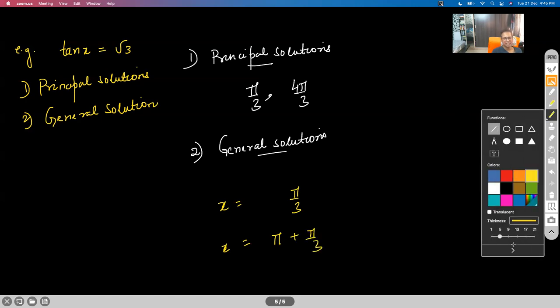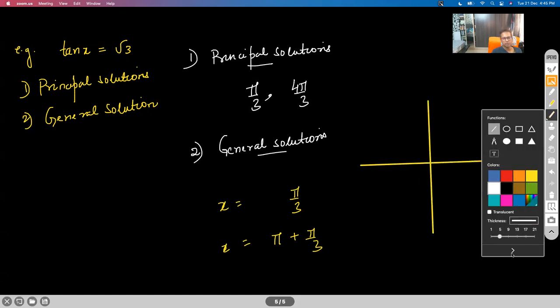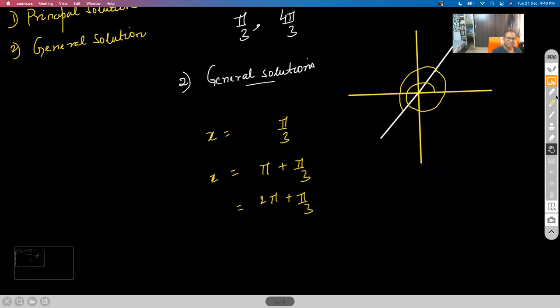So the idea is, dear students, that in order to get the general solutions, we need to keep coming to these positions. One is here, pi by 3, 60 degrees, and to this position. So you have already accounted for pi by 3. You have already accounted for pi plus pi by 3. Now you have to come back to this position. So what will you write? Tell me. 2 pi plus pi by 3, correct. Now you have to come back to this position. What will you write? 3 pi plus pi by 3. Excellent. You have started observing the pattern. Very good. Next, I have to come to this position now. 4 pi plus pi by 3.